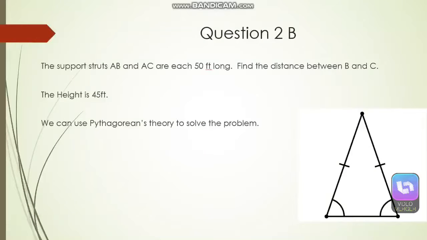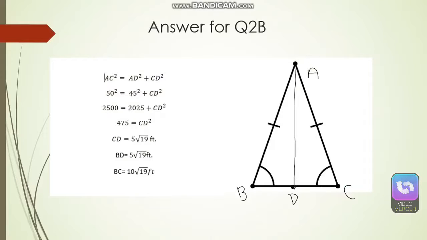For part B, it states the support struts AB and AC are each 50 feet long. Find the distance between B and C. So the first thing we did was we labeled the triangle A, B, and C. We cut the triangle made by A, B, and C down the center to now have D. Point D is the midpoint between B and C.